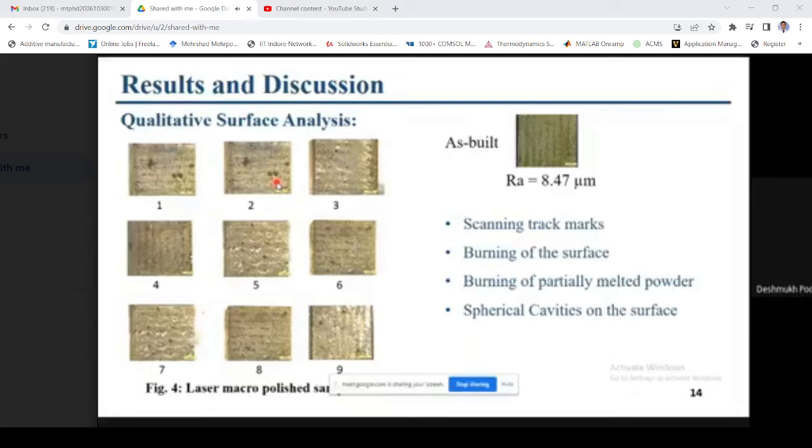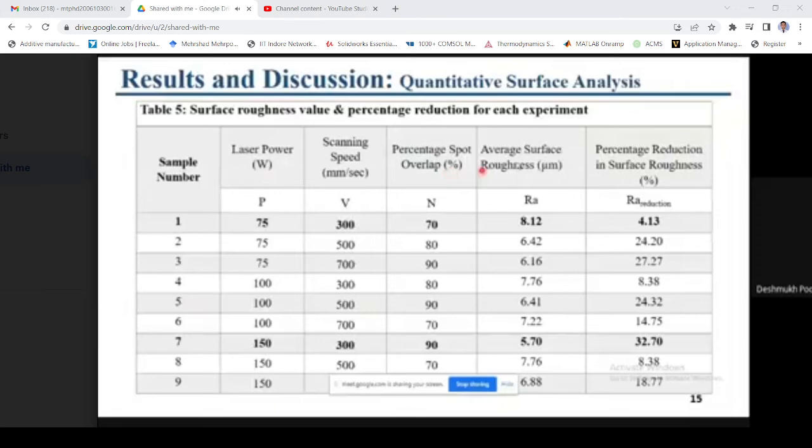And while polishing, these get dug out from the surface, and spherical cavities are formed on the surface. Next is the quantitative surface analysis.